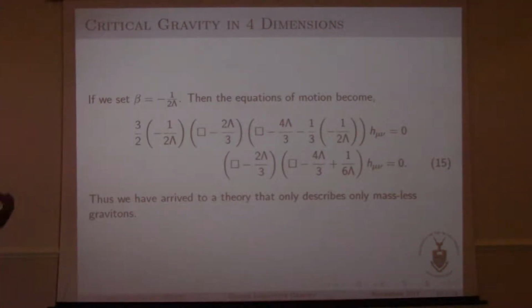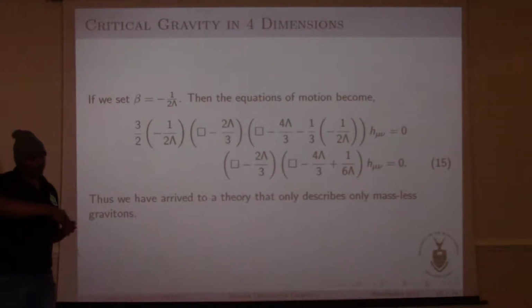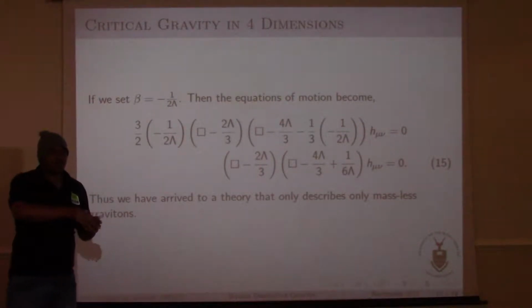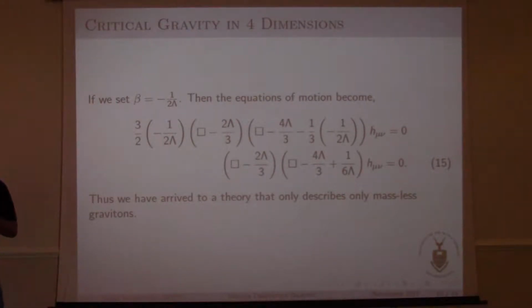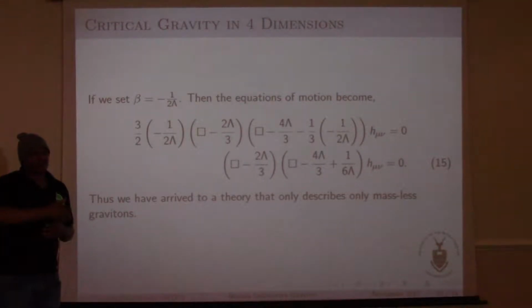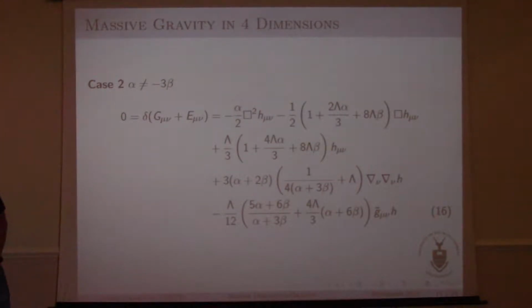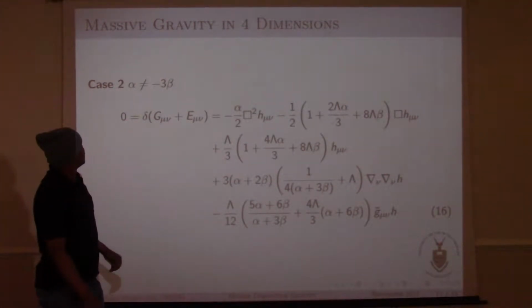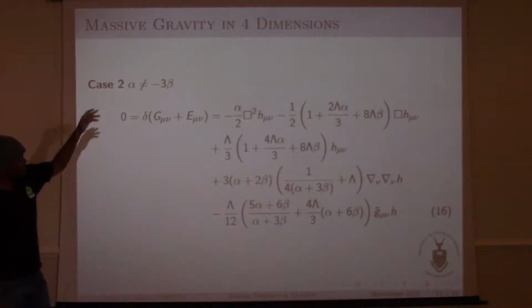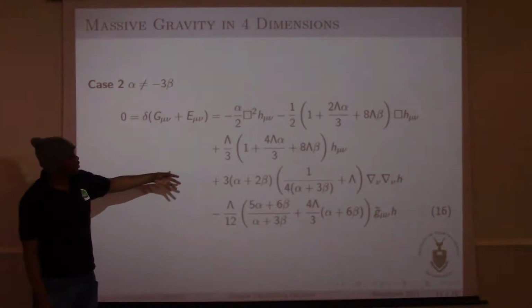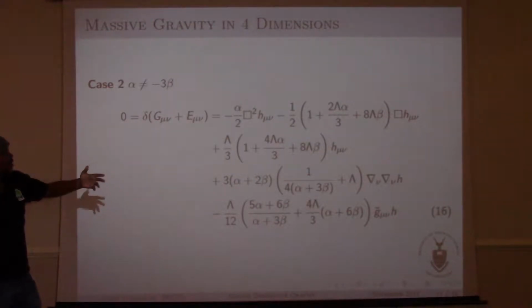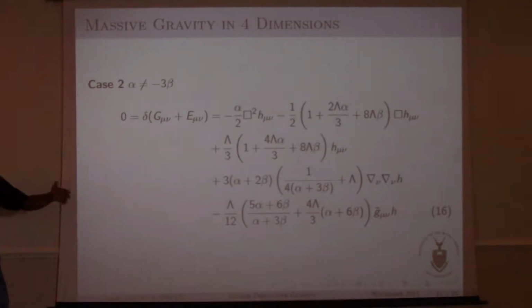So basically the whole point of this is linearizing your equations of motion, and then performing some plots on how those scalar modes behave, and then you go back and solve the full set of equations of motion using numerical methods and try to determine those black holes. Then for case two, if alpha is different from minus 3 beta, this is the full set of equations of motion. So from here you can see that you can only dive in and use numerical methods to solve it.